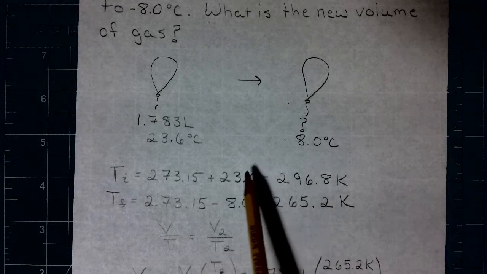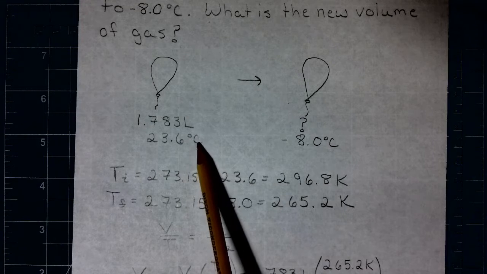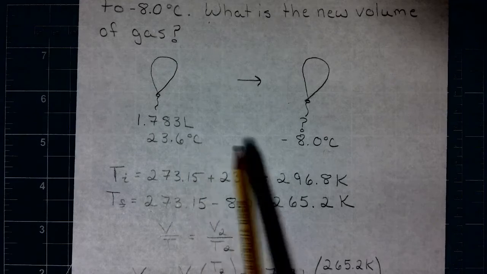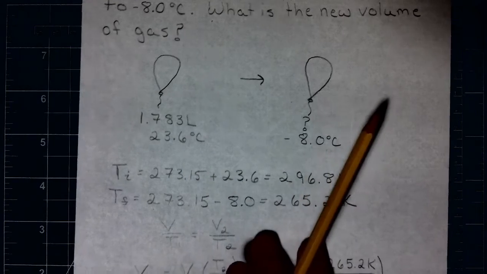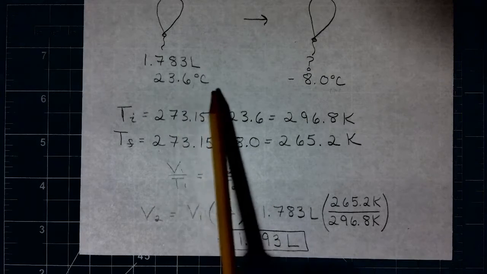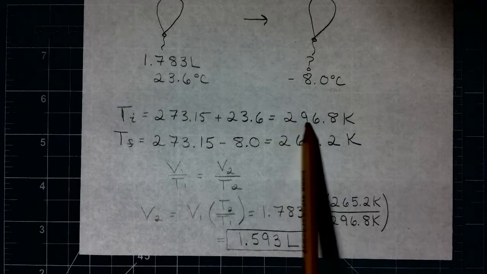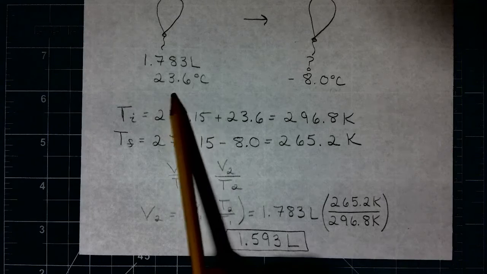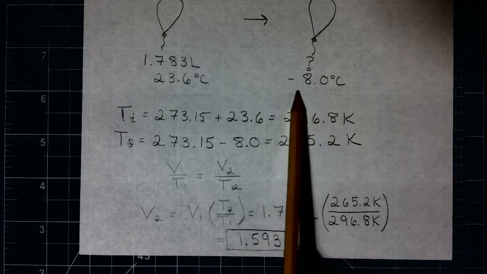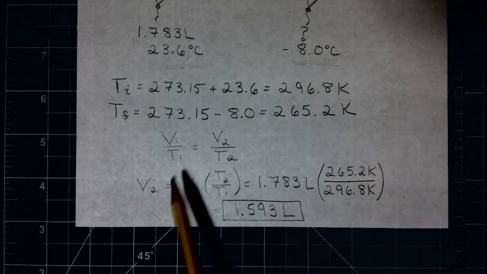So the first thing that's very important whenever you're doing one of these problems is that you can never have Celsius or Fahrenheit or any other unit other than Kelvin. So we first need to convert this initial temperature and this final temperature to Kelvin. The way we do that when we're converting from Celsius to Kelvin is we add 273.15. When we do that, we get our initial temperature here is 296.8 Kelvin, and over here is 265.2 Kelvin.